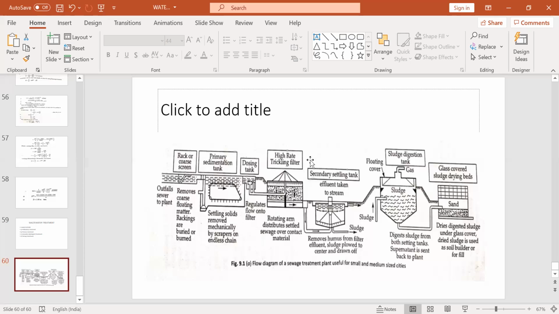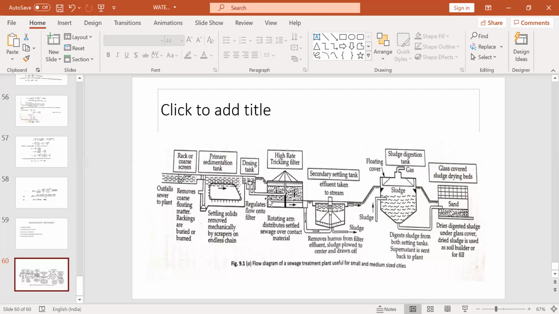Now the high rate trickling filter, the secondary settling tank, and the sludge digestion are all parts of the secondary treatment plant. After this, the regulated flow from these pipes enters the filter. This is a high rate trickling filter. In a trickling filter, sometimes the sewage is also recirculated to have greater efficiency. Now these are arms, and the sewage is allowed to sprinkle.